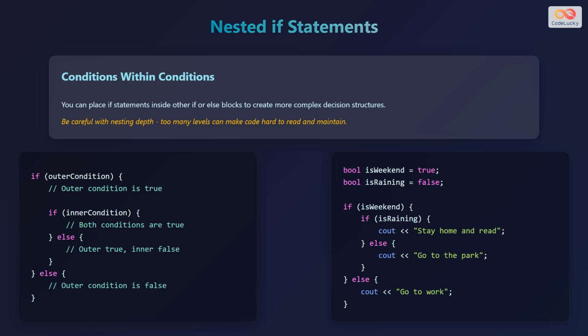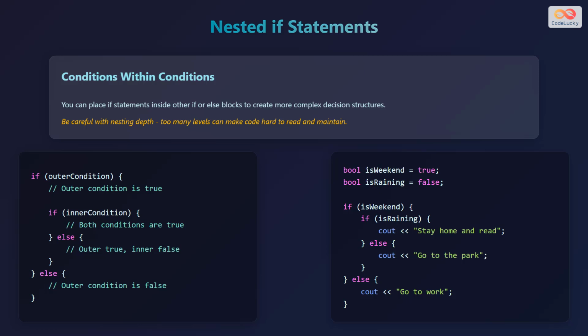Here is the syntax. An if statement with an outer condition. Inside this if block, there is another if statement with an inner condition, along with its corresponding else block. Finally, there is an else block for the outer if statement. Be careful with nesting depth. Too many levels can make your code hard to read and maintain.